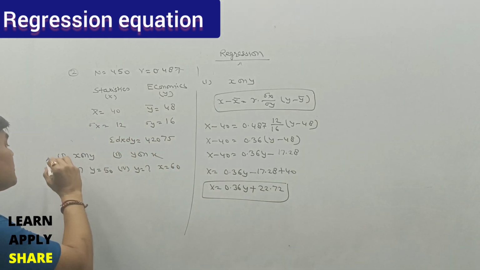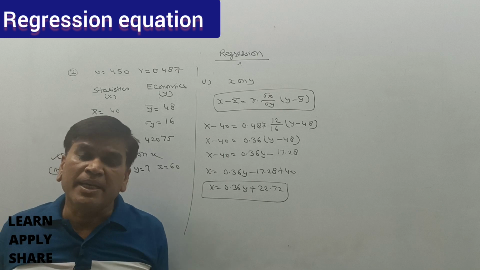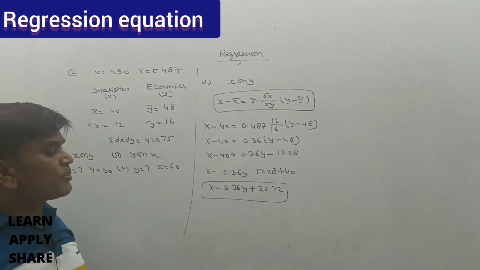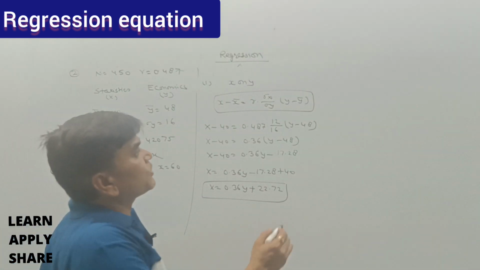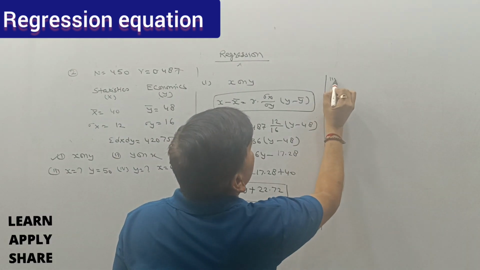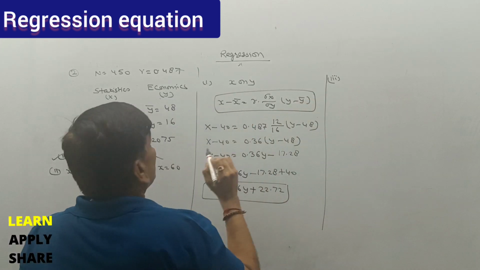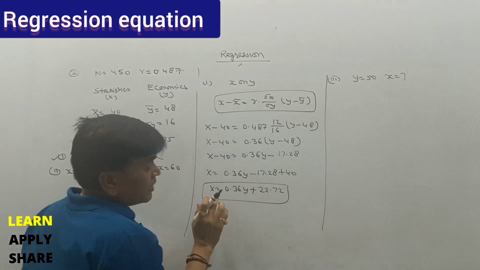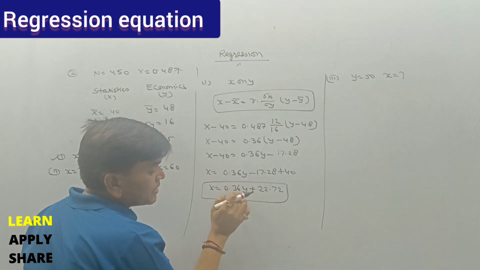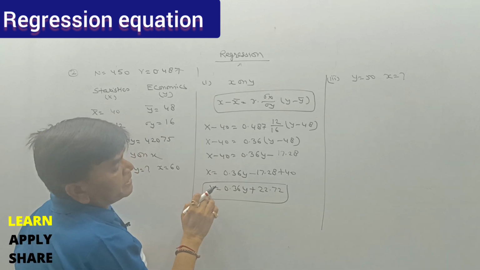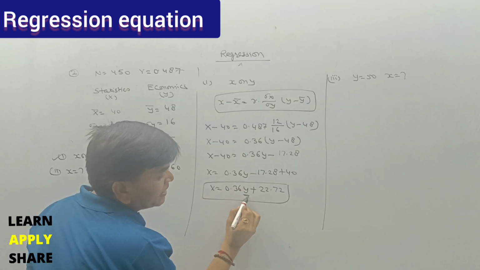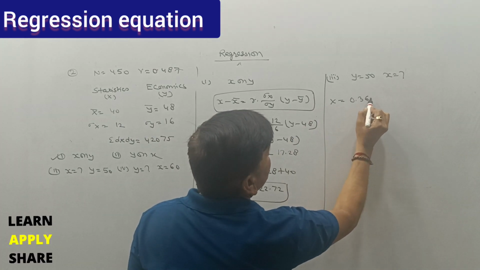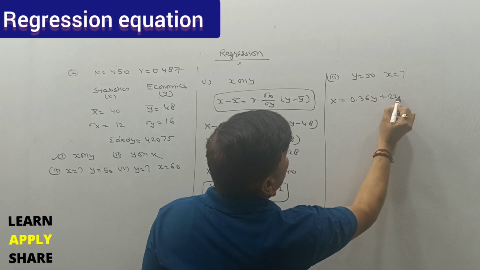So then the first problem we have solved. They ask what is the value of x on y. So the x on y equation is x equals 0.36 y plus 22.72. Now third question: y is 50, so what will be the x value? The known value is y, the unknown value is x. So x on y is x equals 0.36 y plus 22.72.